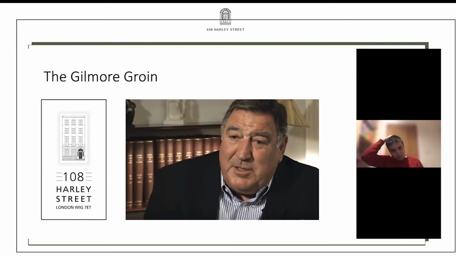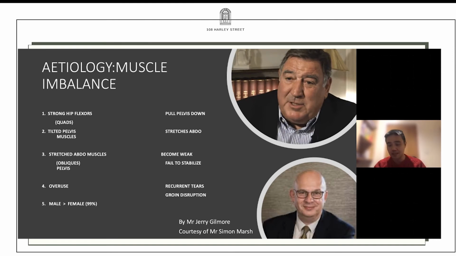Now, when we're talking about Gilmore's groin, of course, we have to mention the great Jerry Gilmore, who was the first one to describe Gilmore's groin and how to treat it. And this is the slide that I borrowed from Mr. Marsh, and he took it initially from Mr. Gilmore. Basically, he talked about the etiology of Gilmore's groin. He thinks that the flexor is too strong, therefore the pelvis is tilted and stretches the abdominal muscles, the oblique muscle, and therefore it caused a tear there.